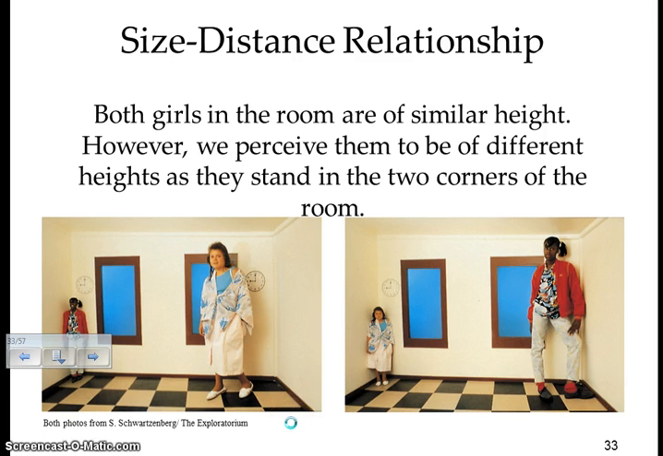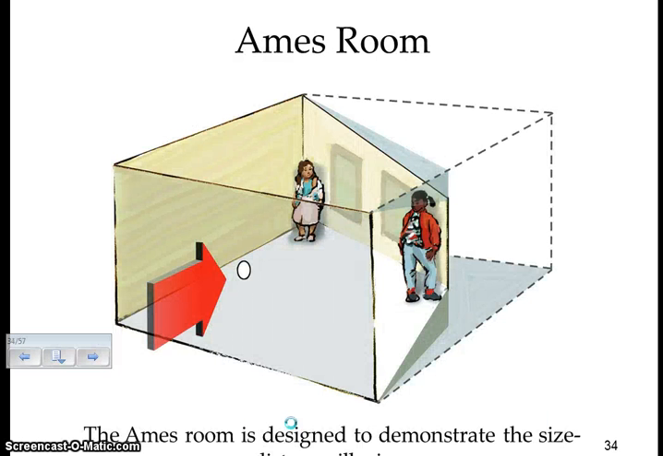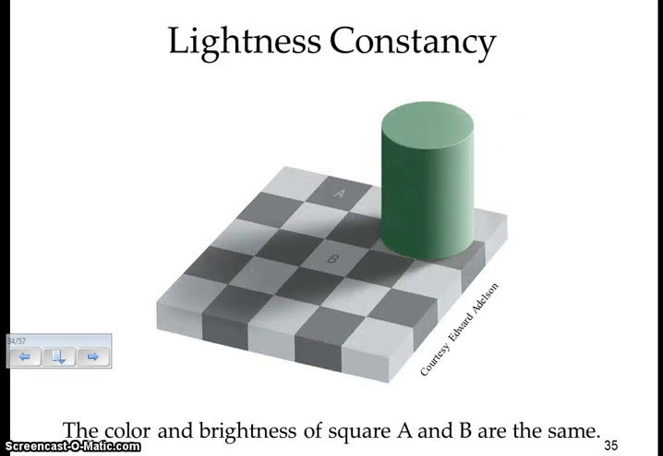This is Ames's room, and so you should know this size distance relationship. Both girls in the room are the same height, but we perceive them to be of different heights as they stand in two corners of the room. And so here's how the Ames room actually worked. He just took the wall and pushed it up, like angled it. So this person looks smaller in comparison to this person, even though those girls were the same height. So the Ames room is designed to demonstrate the size distance illusion.